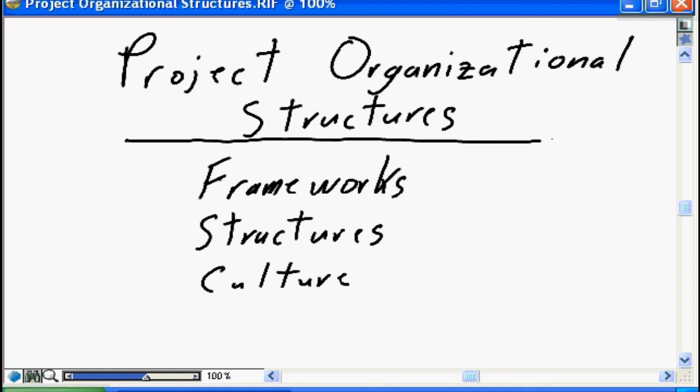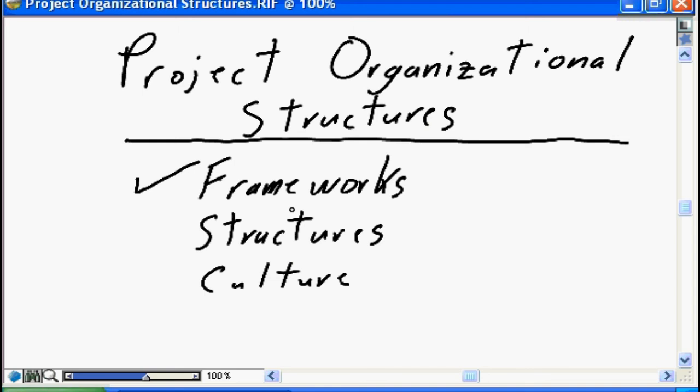In this nugget, we focused on project organizational structures. What is the organizational environment within which your project is going to deliver? We talked about the framework, the organization structure. Is your project being delivered in a functional organizational structure, a project-based organizational structure, a matrix-based organizational structure? Whether it's a weak matrix or a strong matrix, we focused on the differences between functional project delivery, project-based project delivery, and matrix-based project delivery. And we looked at the pros and cons of each of those.